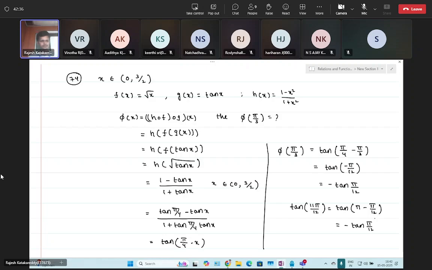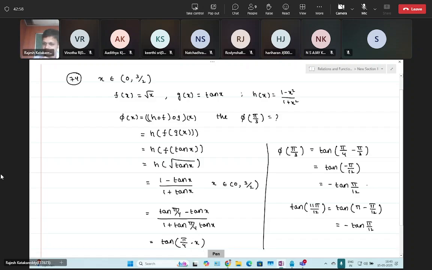Yes, please. Some doubt? Can you explain how you converted minus pi by 12 into 11 pi by 12? Where? Here. See, this one is equation number 1. I didn't change anything. I just wrote equation number 1. Now I am going for option verification.